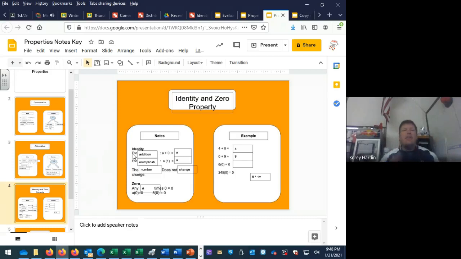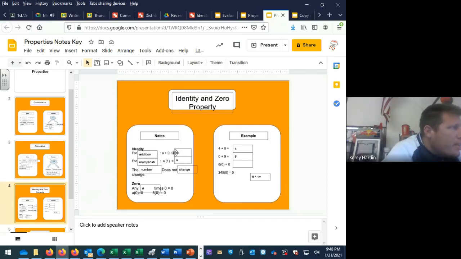Perfect. Now here, I've got 2 different properties for you. I've got identity property, and then I've got zero property. Now, we kind of group these together because they are confusing, but they kind of do the same thing, okay? So what I have with this is I have identity property for addition, and then identity property for multiplication. The number does not change.